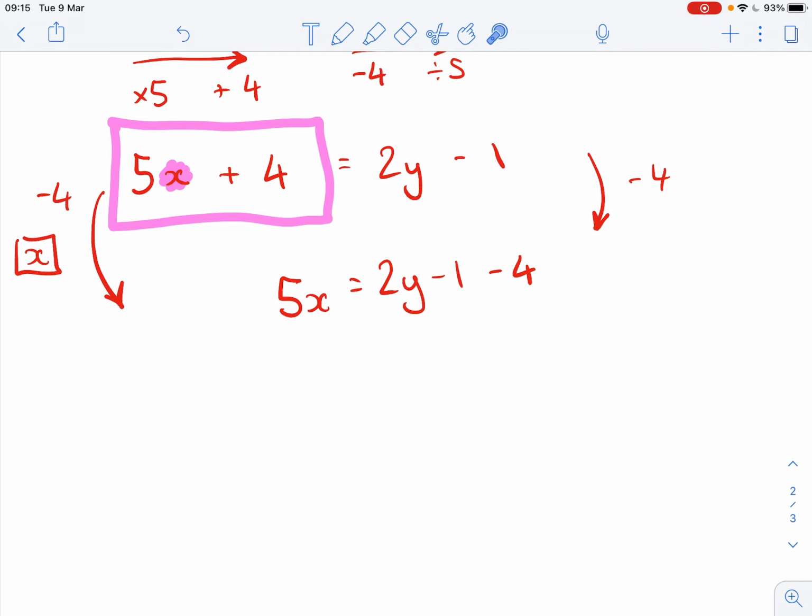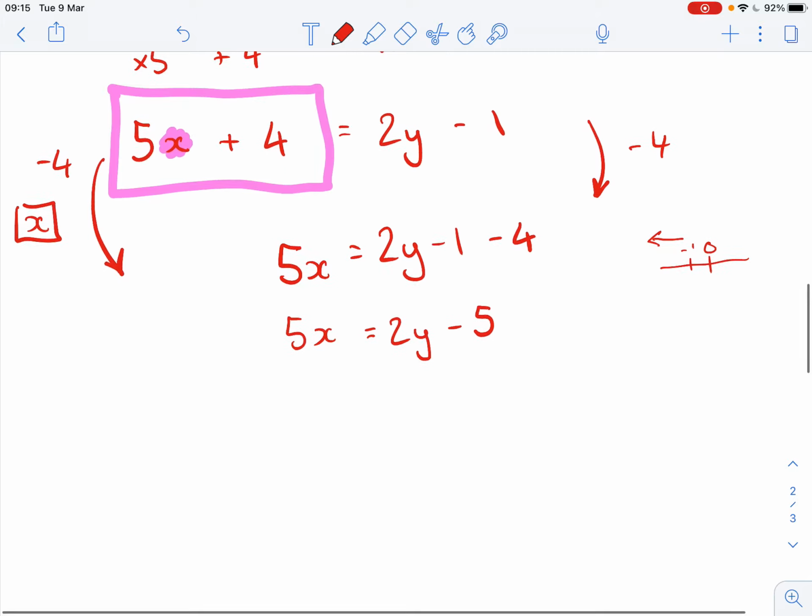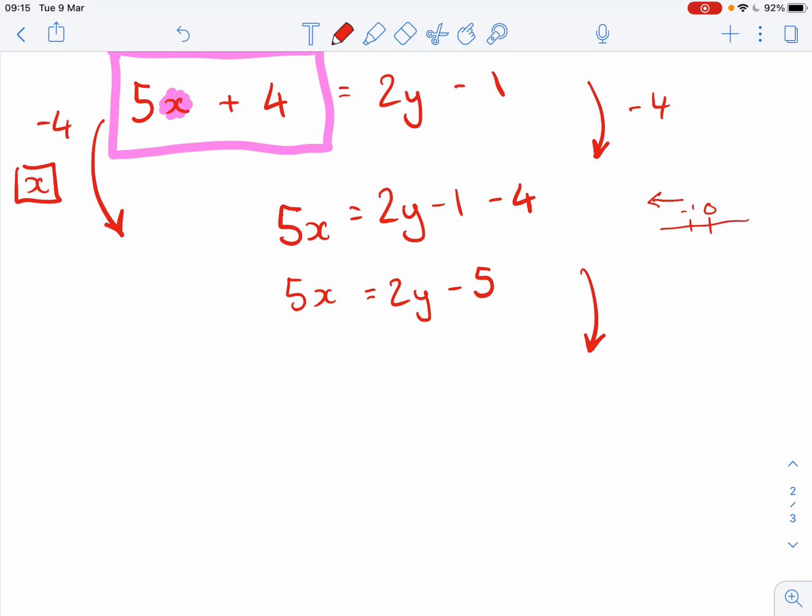Okay, and now before I do anything else, I want to think, can this be simplified at all? Can I collect any terms? Well, I've got 2 terms which are just units, so minus 1 and minus 4. So remember, think about the number line when you're adding and subtracting negative numbers. If we've got 0 here and minus 1 here, when I subtract, it goes further into the negatives. So take away 4 from minus 1, and we'll have 2y minus 5.